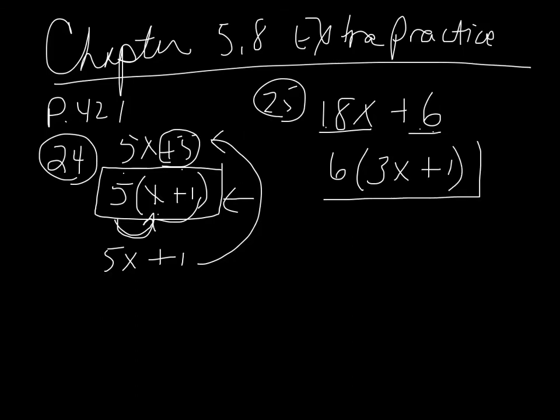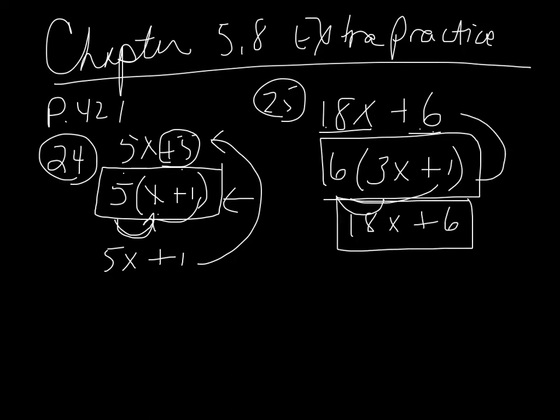And sure enough, if I was to multiply again, 6 times 3 would be 18x. And 6 times this term would be plus 6. So I am right back to where I was. So sure enough, it is done.